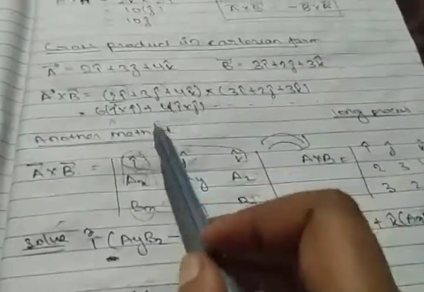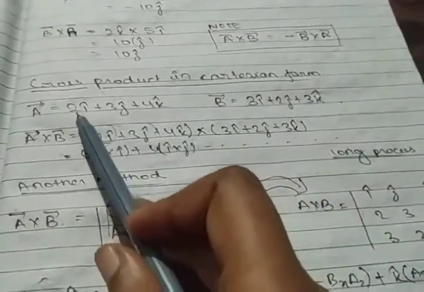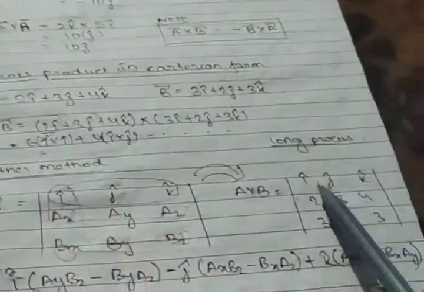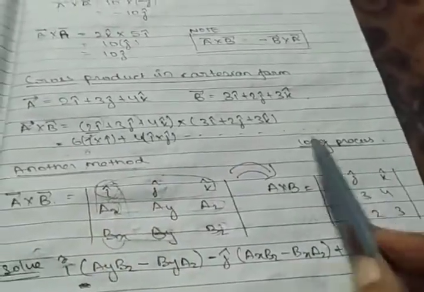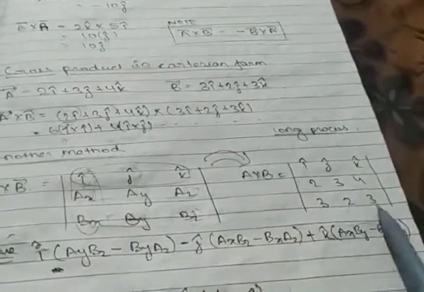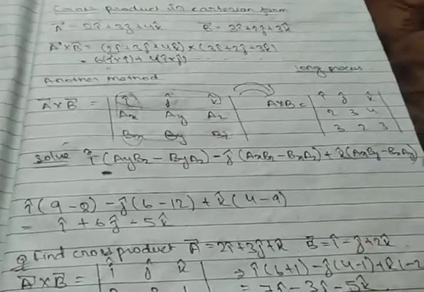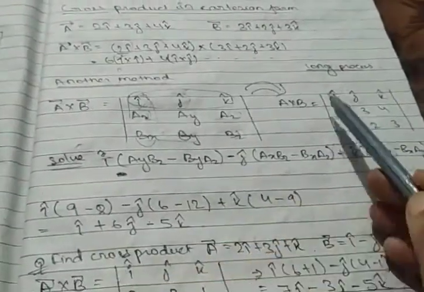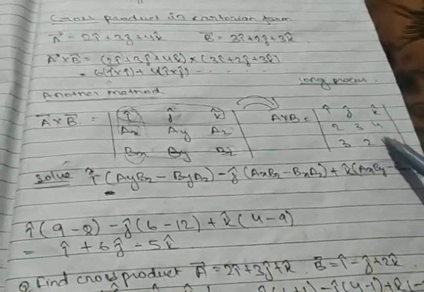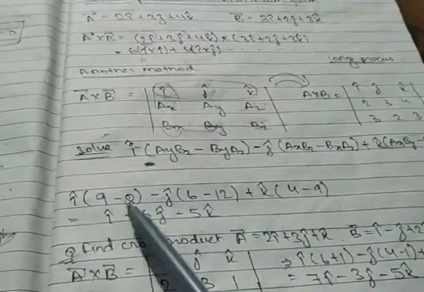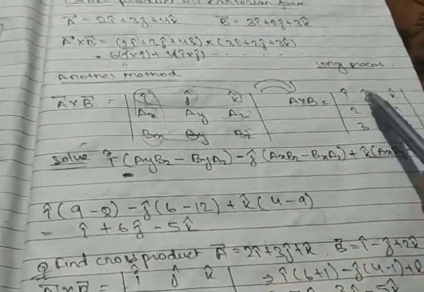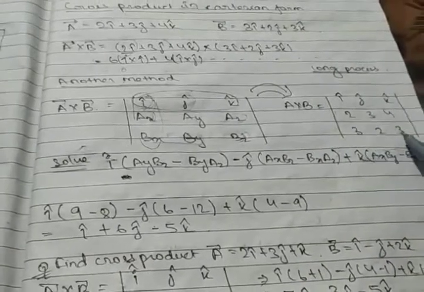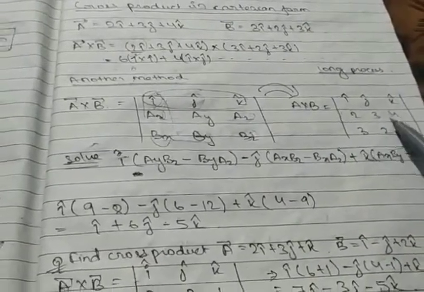Suppose for this question only. Suppose here it is given i, j and k. So here I'll write i, j and k. 2, 3, 4. 3, 2, 3. See, the answer will be so easy. i cap, leave this. 3 into 3, 9. 4 into 2, 8. 9 minus 8. Minus of j. Leave this. 2 into 3, 6. Minus 4 into 3, 12.